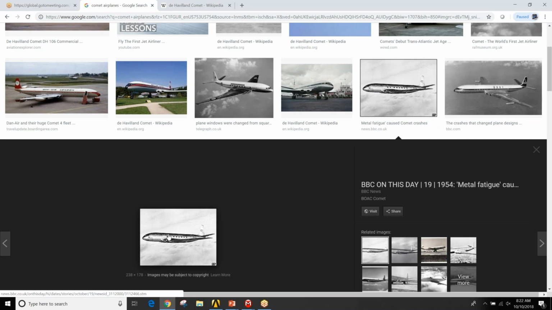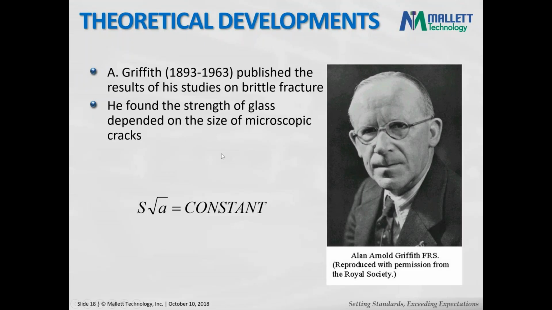So this beautiful airplane was the first passenger airplane that started flying at 35,000 feet. And to do that, the cabin had to be pressurized. But there were 3 aircraft that were lost in the ocean. And it turns out that there were cracks propagating from the square windows.